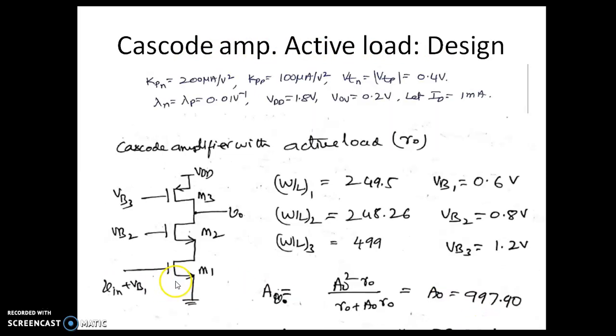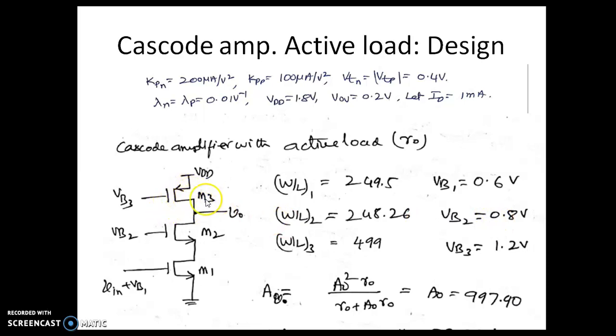Let us go back to the same design, and consider the same values as in the previous case. Let VDD be 1.8, let the overdrive voltages be 0.2, and let the current be 1 milliampere. Since we didn't change the values of lambda, Kp and threshold voltages, the overdrive voltage as well as the current, the dimensions of M1, M2 remain the same as written here. The bias voltages are again 0.6 and 0.8, as I have written here.